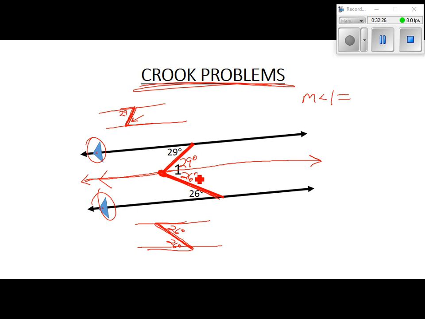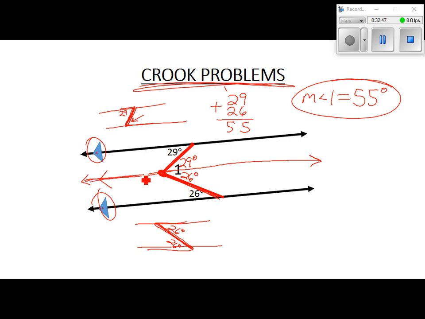And then to find the measure of angle 1, all we do is add the 29 and the 26. We get, carry the 1, 55 degrees. So angle 1 is 55 degrees. That's a crook problem. Nothing really hard about it. It's just you have to know that rule that says, hey, we can draw in this line, and there's only one line in the world that's going to be parallel to either of the other two lines that goes through that certain point right there.